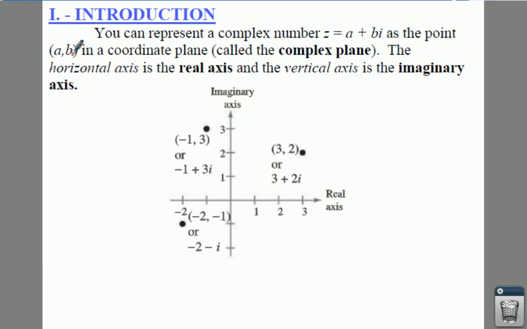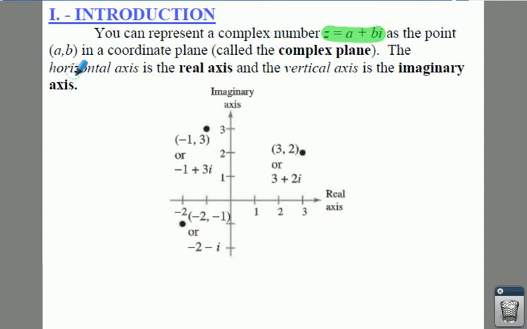Alright, the first thing we need to talk about is how to represent a complex number. So a complex number is where you have imaginary roots. Here we're going to say z is equal to a plus bi. So if that's how we represent a complex number, a, b is in your coordinate plane, we call it your complex plane.